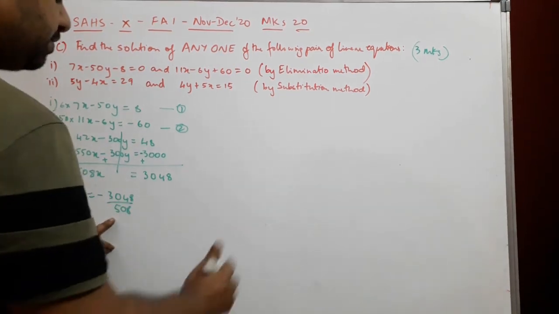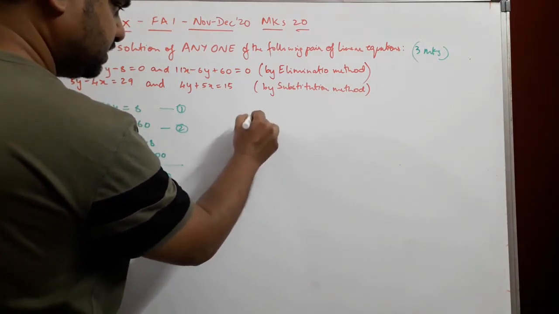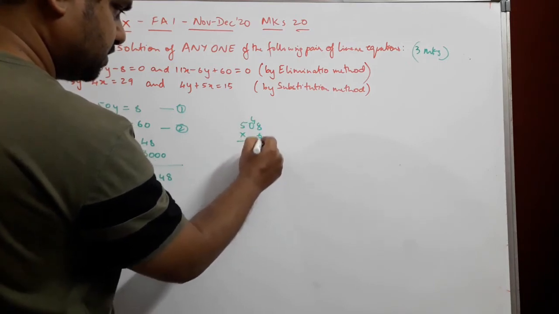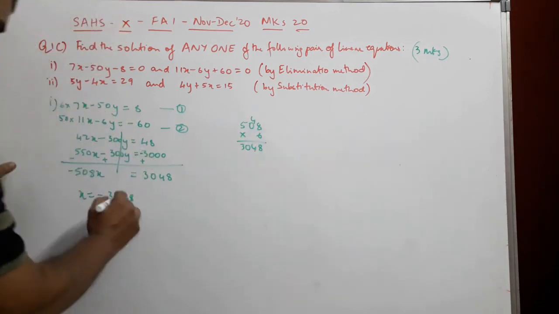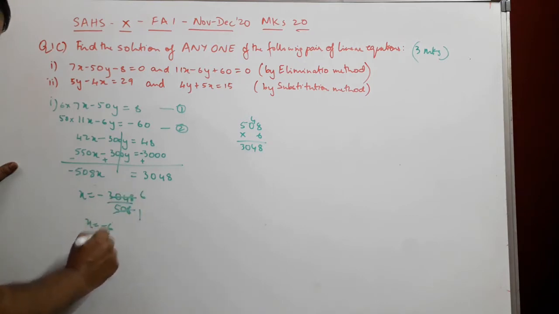So I have a feeling this might go with 6 times table. So 508 into 6, 6 8s are 48. Carry 4, that will come down, 6 5s are 30. Yeah, it does go. So 508 1 6. So x equal to minus 6.